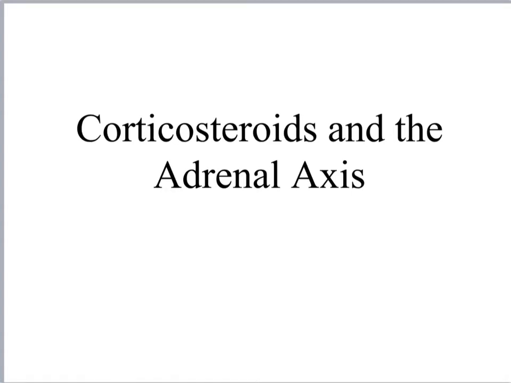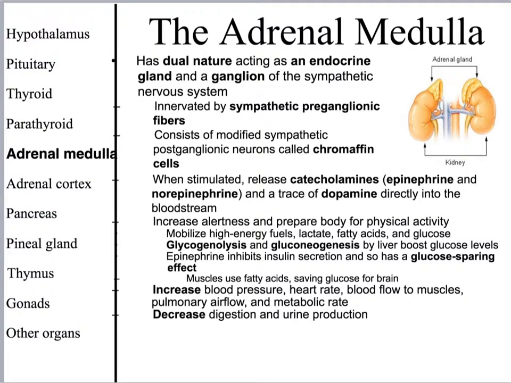Okay, so the second big hormonal axis that we're going to talk about after the thyroid axis is the corticosteroid and adrenal axis. Obviously, this is going to involve the adrenal gland. And so the adrenal gland is composed of two portions. The medulla, which is the first one that we're going to talk about, was actually not part of the corticosteroid axis.